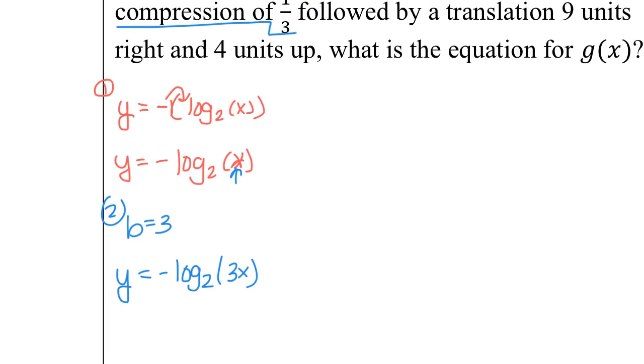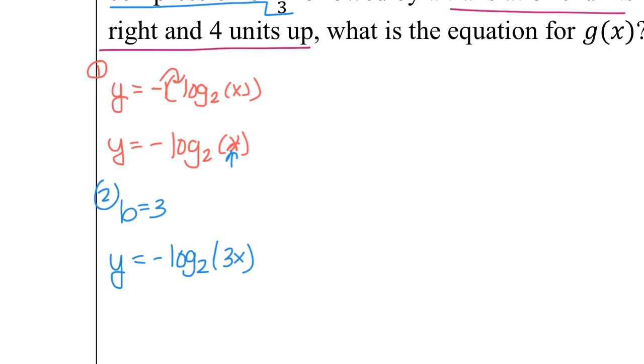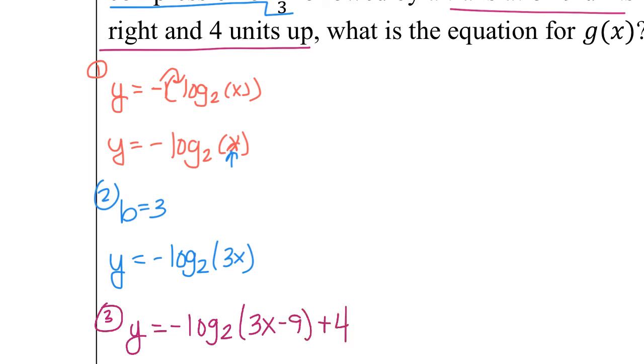Then it says, followed by a translation 9 units right and 4 units up. Translations you can do all at the same time. So we are going to have the 9 units right. So negative log base 2 of 3x. And then if I'm going to the right, I'm going to do minus 9. And 4 units up is plus 4 on the outside. This is the final equation for g of x.